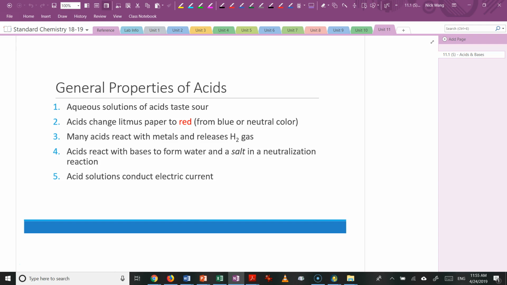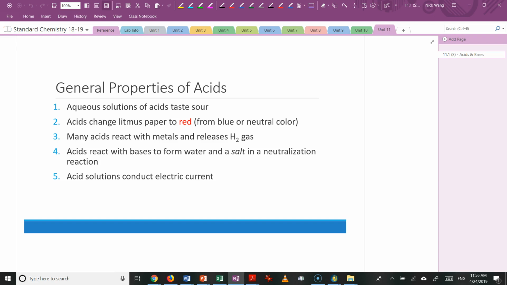Acids also change litmus paper to red. You may have seen this before in some old experiments, taking a solution of something, dipping a little piece of paper, and then it turns red. Acids will generally react with metals and a lot of times generate H2 gas, hydrogen gas. Acids will also react with bases to form water and a salt in a neutralization reaction. That'll be covered a little bit later. And then finally, acid solutions conduct electric current.